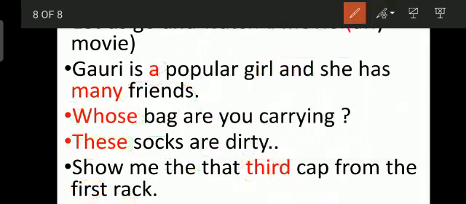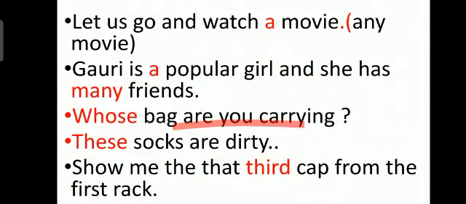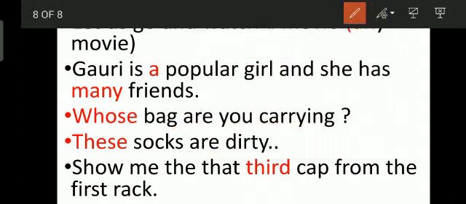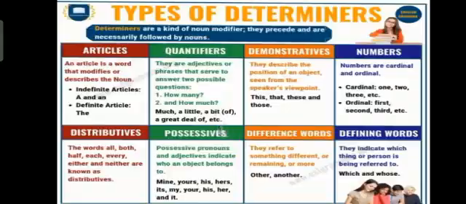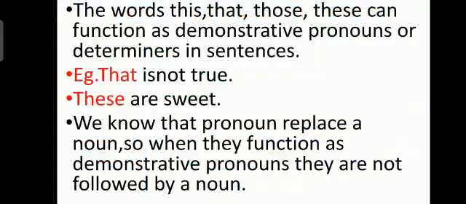Now it is very simple to recognize determiners. If you want to recognize determiners in the sentence, the very simple thing is that determiners are always followed by the noun. Okay. Some kids have a confusion between pronoun and determiner, but there is no need for confusion. The words that show the noun, tell something about the noun, or modify the noun are known as determiners. And pronoun is not a confusing word because it replaces the noun.